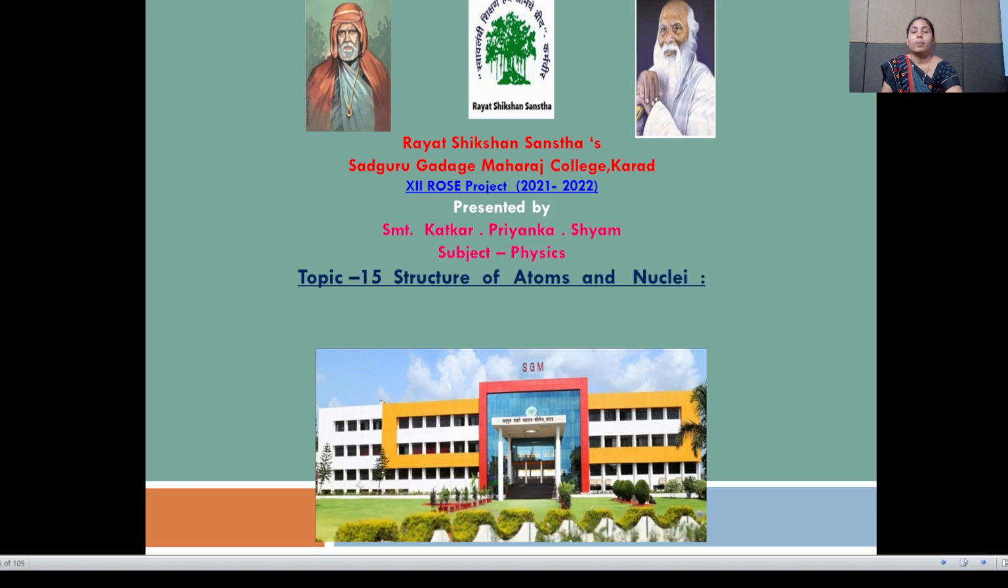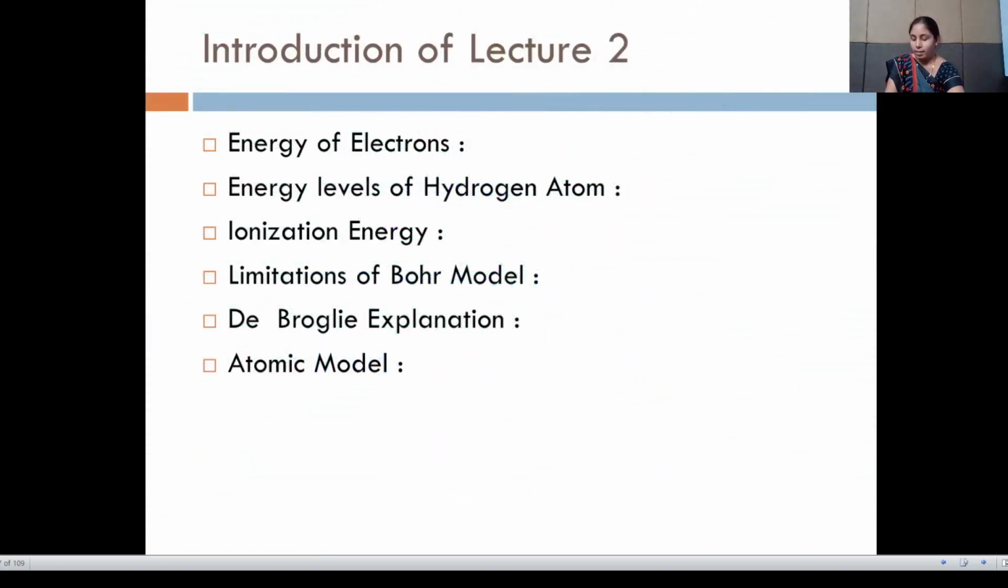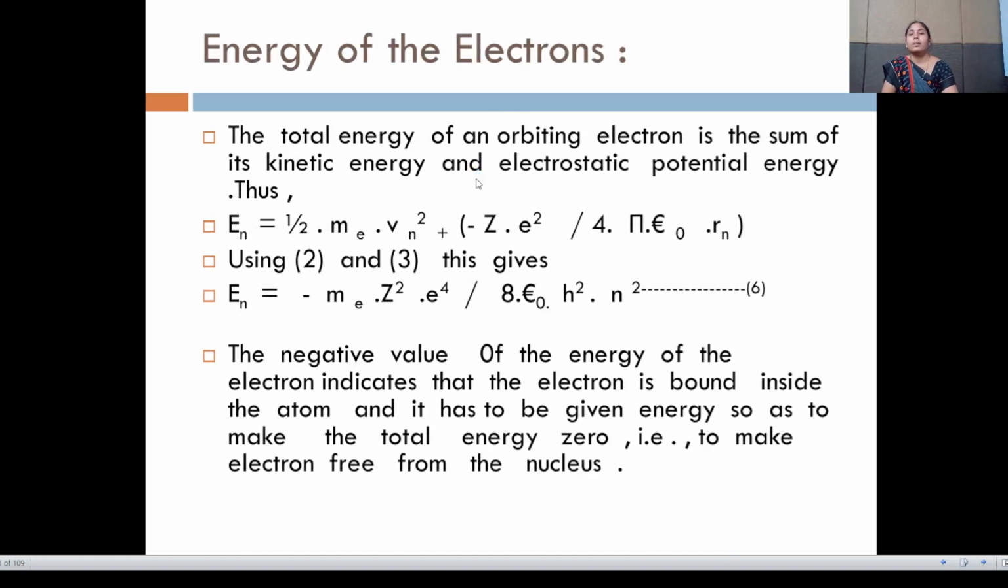Topic number 15 from physics paper 2nd: structure of atoms and nuclei. Let us see the introduction of that chapter. Energy of electrons, energy levels of hydrogen atom, ionization energy, limitations of Bohr's model, de Broglie's explanation, and atomic model. Mainly in that lecture we will see these points: energy of electrons and energy level of hydrogen atom.